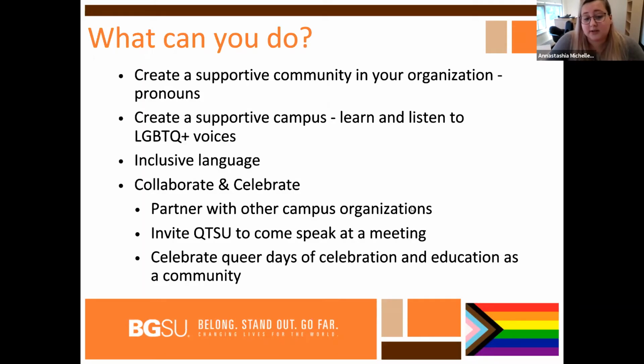And then collaborate with other student organizations and celebrate the work they're doing. You can invite the Queer Trans Student Union to come speak at your meeting. If you're a book club, there's a queer literature club, and you could just merge and combine and see what that is. And then celebrate queer days of celebration and education as a community. And this can still relate back to what your organization is.